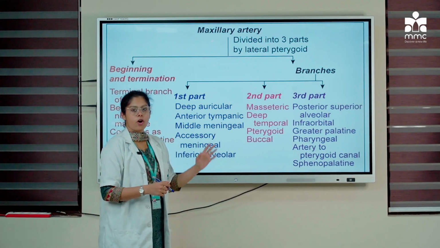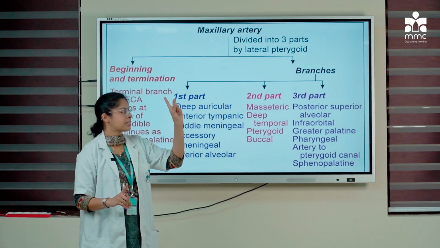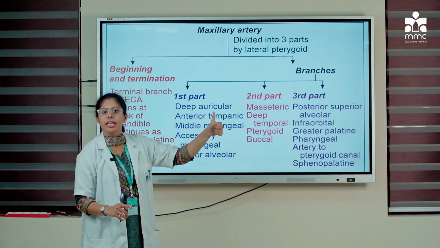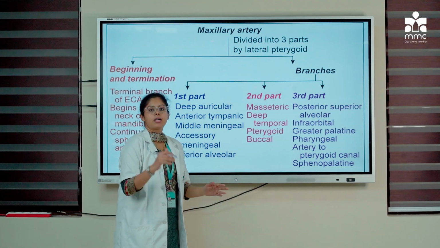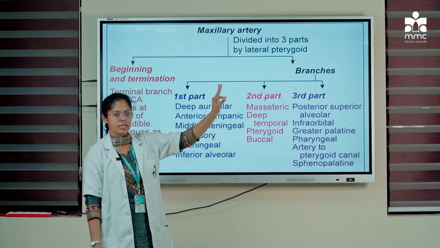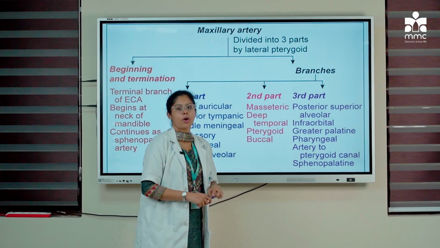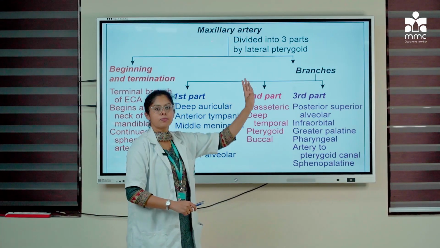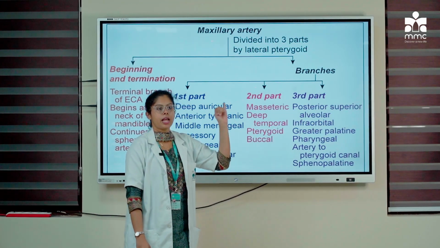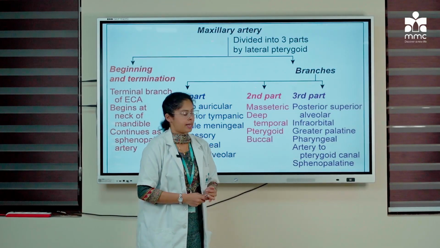Coming to the branches, we already know the first part, we memorized it using DEMI, that is deep auricular artery, anterior tympanic, middle meningeal, accessory meningeal, and finally the inferior alveolar. Second part, it's our muscular branches, that is masseteric, the two deep temporal arteries, buccal and pterygoid branches. Finally, in the third part, you have PIC-PAS to remember: posterior superior alveolar, infraorbital, greater palatine, pharyngeal artery, artery to pterygoid canal, and finally the terminating branch, sphenopalatine.